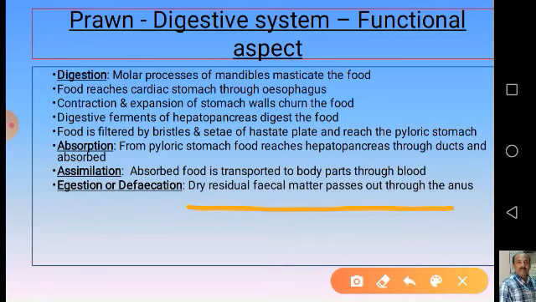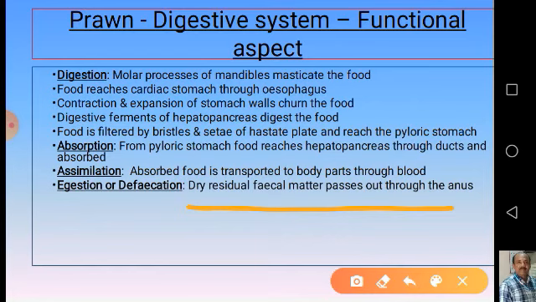So this is all about the digestive system of prawn, which can be easily studied under two heads. One is the structural aspect we have seen, the other is the functional aspect. In the structural aspect we have discussed the alimentary canal and the digestive glands, as the prawn consists of only one digestive gland, that is the hepatopancreas, and this hepatopancreas is a specialized gland that combines the functions of three parts. One is hepato, meaning liver, and pancreas, meaning pancreas.